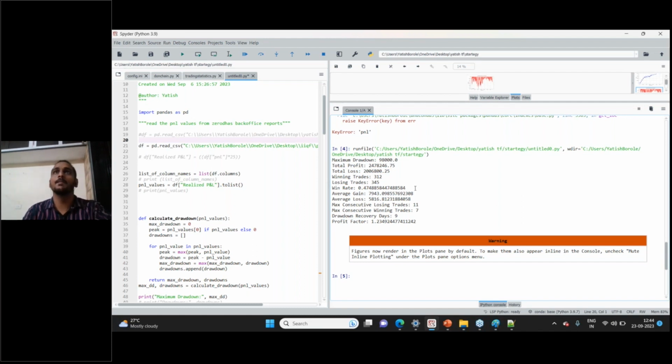47%, and still we are making money. So the conclusion is we don't have to run behind a 95% or 85% accurate system. The average gain was 7,943. The average loss was 5,816. So these were the terms which I was discussing prior to this, that we should have an idea of what is the average gain and average loss.